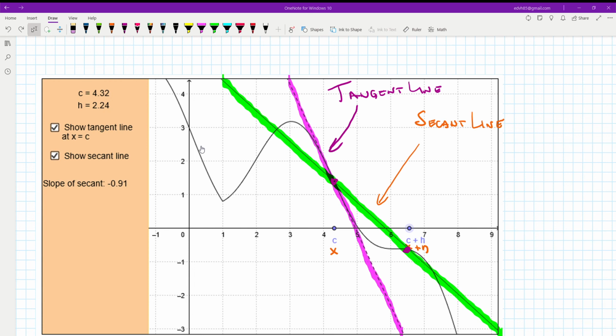And as I get this closer and closer and closer to C, that green line, right now it's still a secant because it's still touching 2 points. But when I get this distance to 0, actually, when these 2 points are at the same position, C and C plus H, that's what we get in this case, the tangent line, right? And well, let's go back to our notes here.